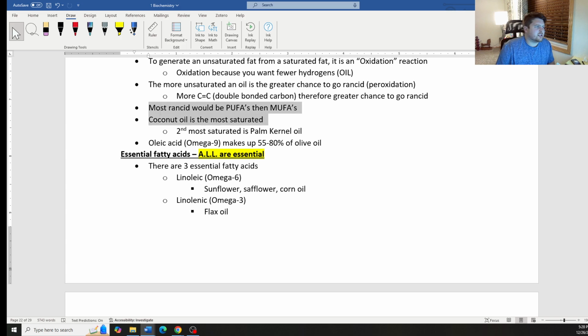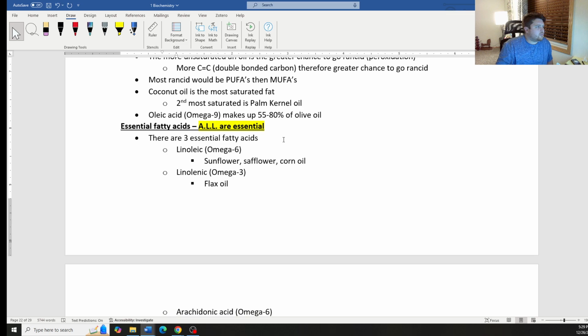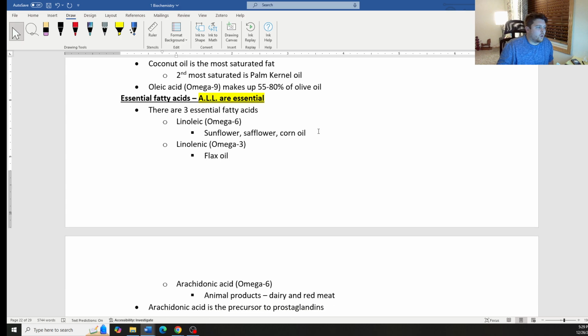Because some of these comments are just random questions that they have asked in the past, it's unlikely that you'll see this anyway, though at all. Coconut oil is the most saturated fat that is natural. Palm kernel oil is the second most. Oleic acid, which is an omega-9, makes up 55 to 80% of olive oil.